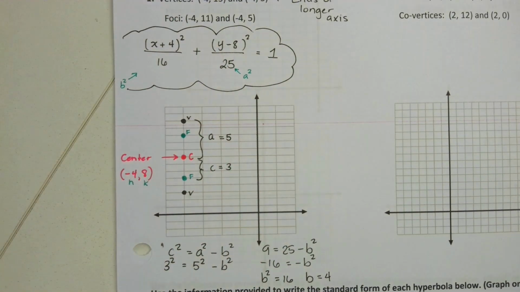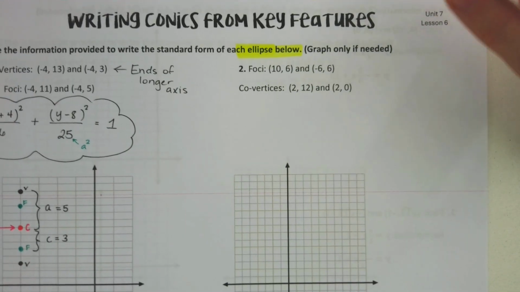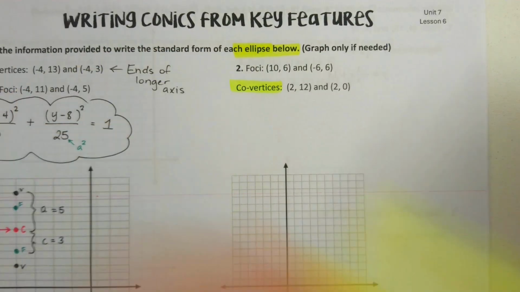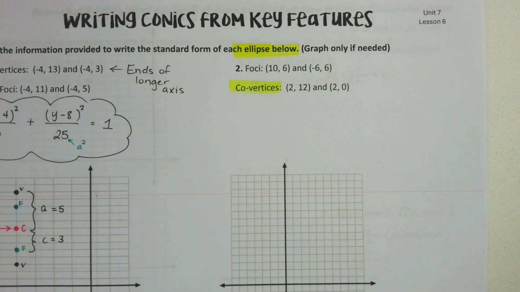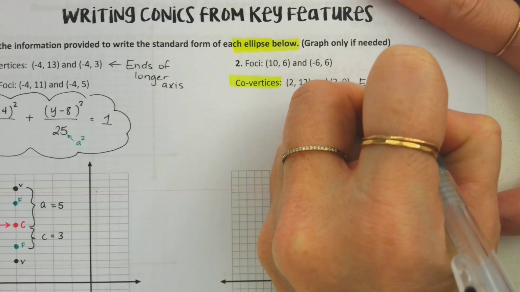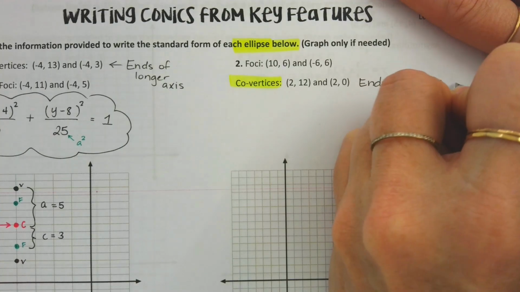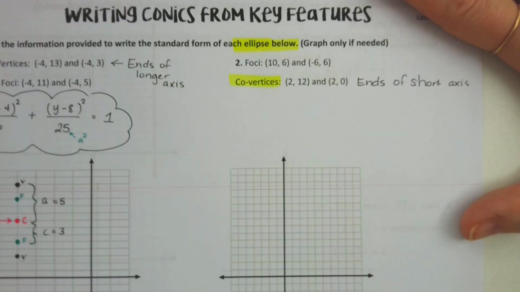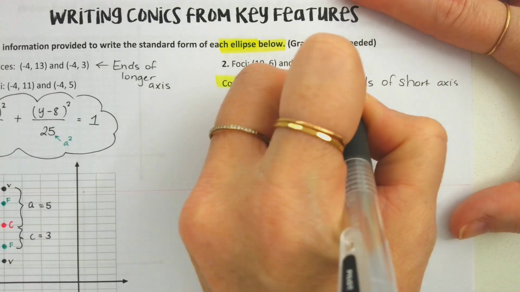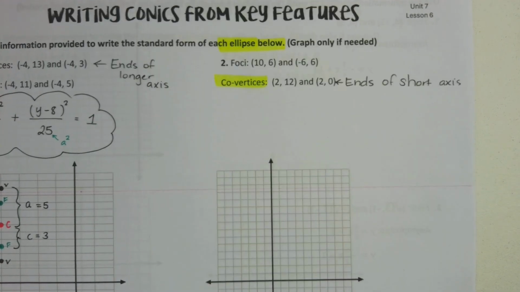All right, what's different about the second one? Covertices, yes. They give you foci and covertices. Covertices are going to be the ends of the short axis. They do also tell us the foci, which should be on the long axis. So ideally, when we graph these, they're not going to line up properly.